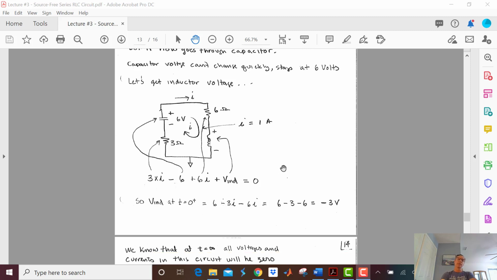Now you might say, why am I doing this? And the reason is because I was asked for I of t, and I know that in order to get that A1 and A2, I need I of 0 plus, and I need di dt. And to get di dt, I need the voltage across the inductor, because remember, di dt is going to be V divided by L, or V equals L di dt. That's why I'm getting this voltage.